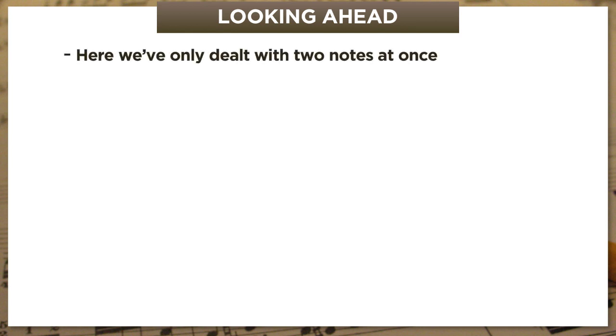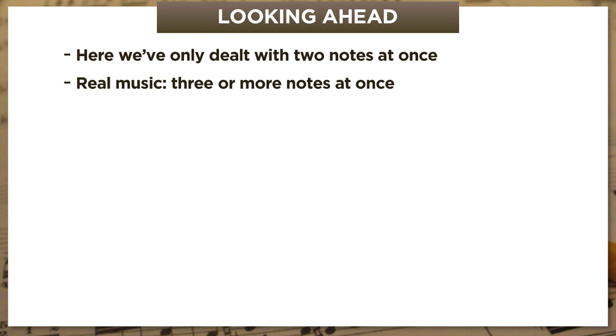So that concludes our study of intervals. With a little practice, you'll be able to spell, identify, and invert any interval you come across. Of course, here we've only dealt with 2 notes at once, which is a little artificial, because in real music, you probably know that we often find 3 or more notes at once, often in groupings that form what we call chords. And that is indeed the next leg of our journey.